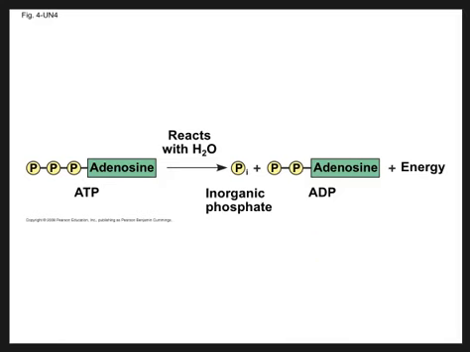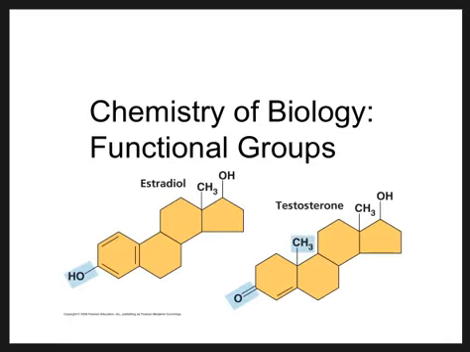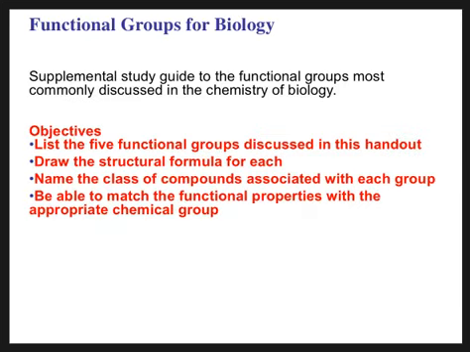Okay, so as I promised, functional groups. I just have, I think, 3 slides. This is your supplemental guide. This is in pretty much every Campbell biology textbook that's ever existed. I want you to be able to, this should say 7, cross that out and write 7, list the 7 functional groups in the handout. Be able to draw the structural formula for each. I want you to name the class of compounds associated with each. We're going to go through a couple of these together. And then you need to match the properties with the chemical group.